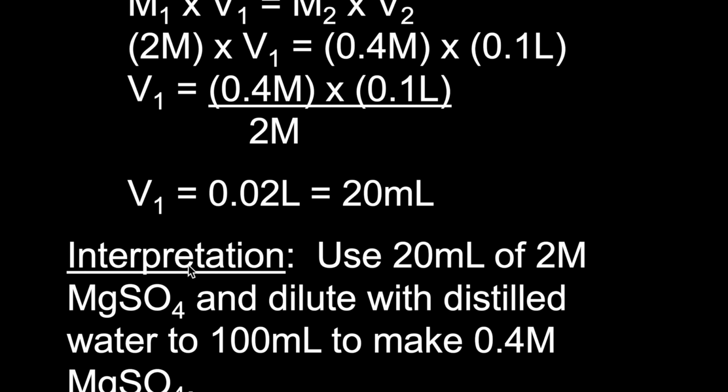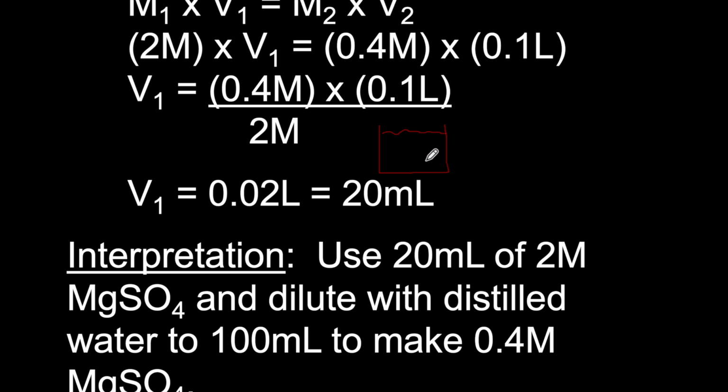So basically what this means, the interpretation, is I have to use 20 milliliters of a 2 molar magnesium sulfate and dilute with distilled water to 100 milliliters to make a 0.4 molar magnesium sulfate. So let me see if I can try to diagram this. All right, so I have initially, let's see if I can do this over here, I have a stock solution.